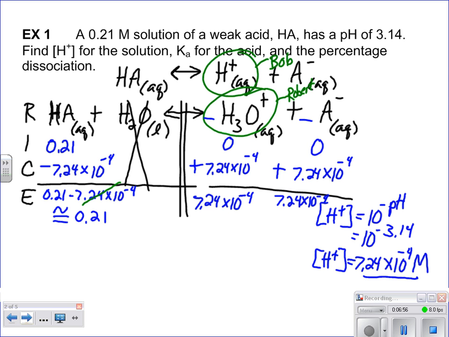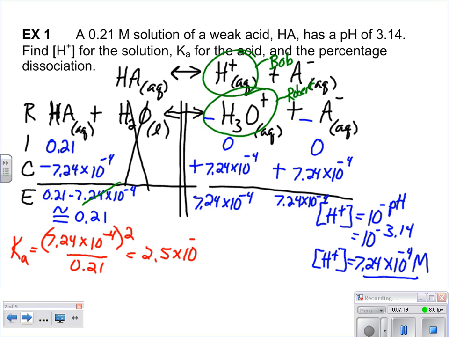So now when we go ahead and plug all of this in, and we're going to solve for our K of A, we're going to say that it's equal to our product, 7.24 times 10 to the negative fourth squared, divided by our reactants, and that's just going to be the 0.21. And we do the math, and we get 2.5 times 10 to the negative 6, and that's our K value. The A here stands for acid, is what we notice.